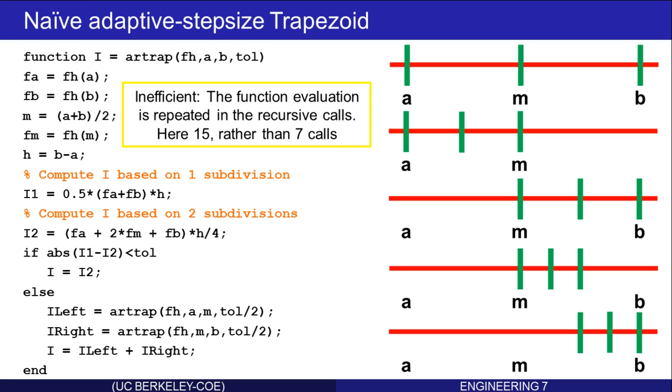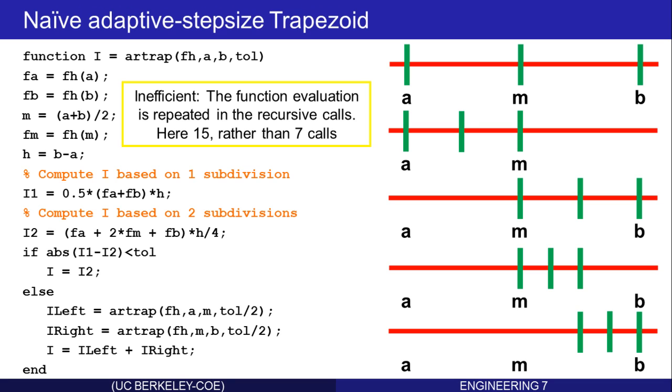So there's quite a bit of waste, almost a factor of 2 extra function calls that did not have to be repeated. The function got evaluated twice at a, 4 times at m, 3 times at b, and 3 times at the midpoint between m and b. All unnecessary if we could have tracked that value somehow better.